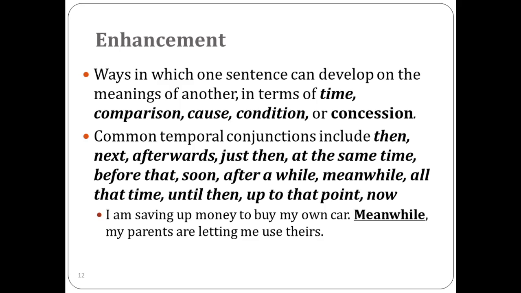Next is enhancement. Enhancement is a way in which one sentence develops on the meaning of another in terms of time, comparison, cause, condition, or concession. The common temporal conjunctions include then, next, afterward, just then, at the same time, before that, soon, after a while, meanwhile, until then, up to that point, and now. For example, I am saving up money to buy my own car. Meanwhile, my parents are letting me use theirs. This talks about time, which we use in this context of enhancement.